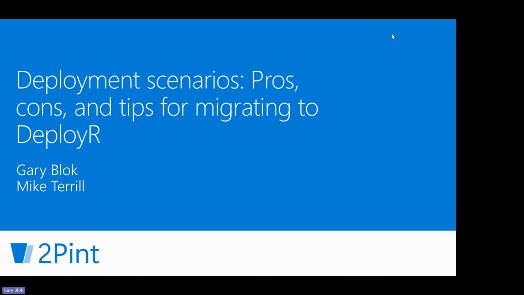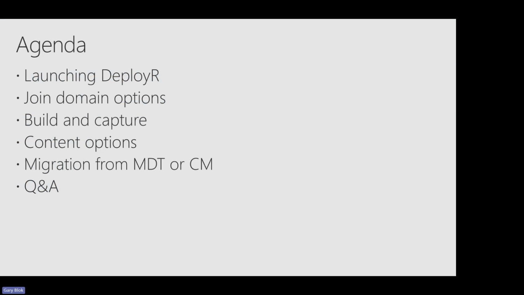So we've got an agenda today of launching DeployR, like how do you get the task sequence started, the different methods, the different join domain or workplace join options, build and capture, because we still need that. Content options and migrating from MDT or CM, and then we'll hit the Q&A. So let's just jump on in.